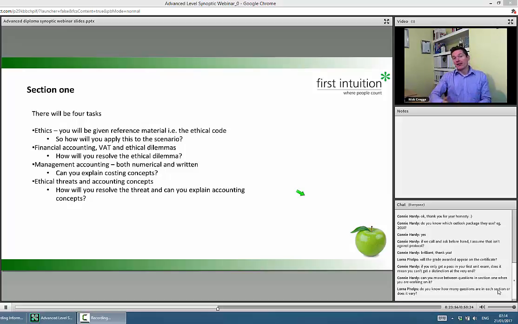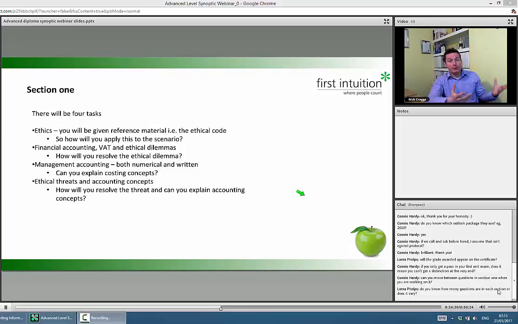You will also be given reference material. So if anyone sat the 2013 AAT indirect tax exam, you get an awful lot of information in that exam. You will do in this one. So you'll get access to the professional ethical code. You have lots of things like that. And it's more a case of how are you going to apply that to the scenario.